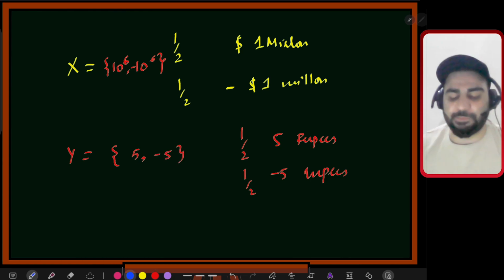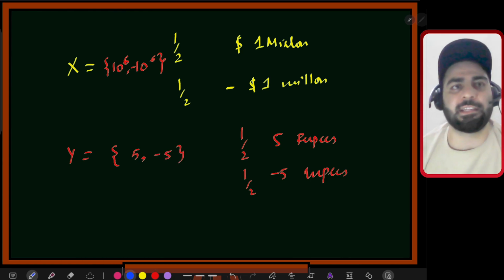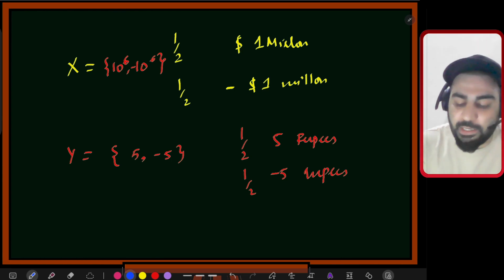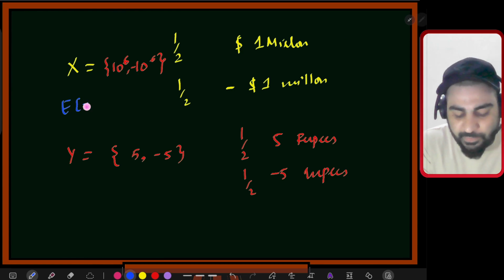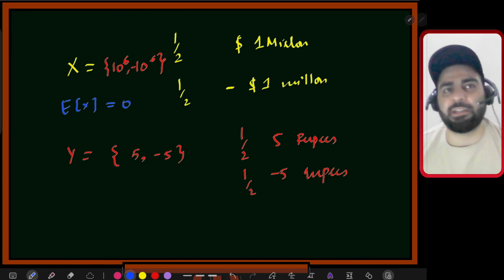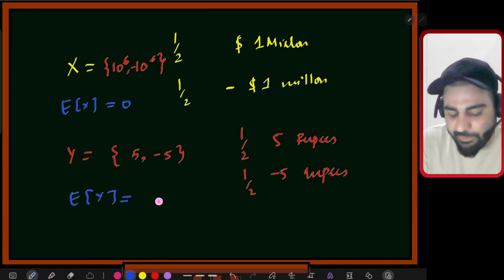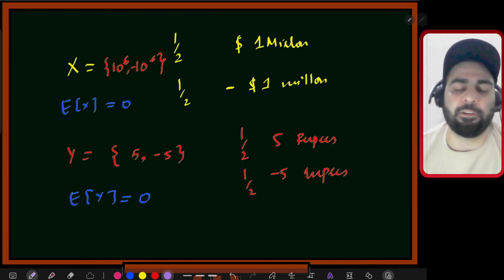If you compute the expectation, see, it is a game now, like investing in the stock market or gambling. Here the expectation of X will be 0, the expected return basically will be 0. Here also the expectation of Y will be 0. But where will you invest? If you are a logical person, where do you think you will invest?